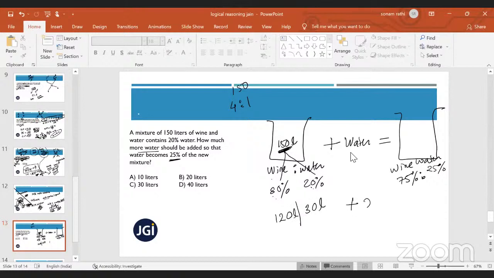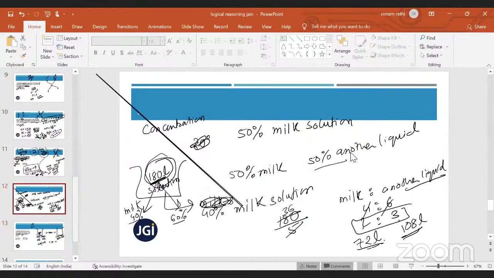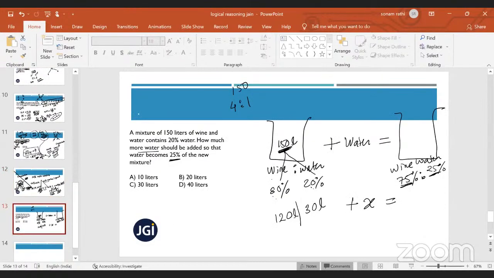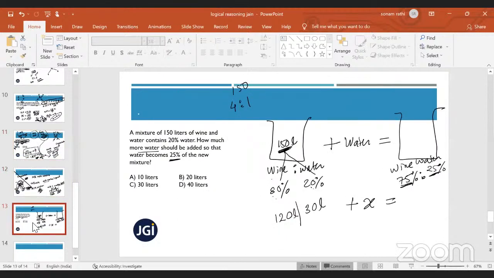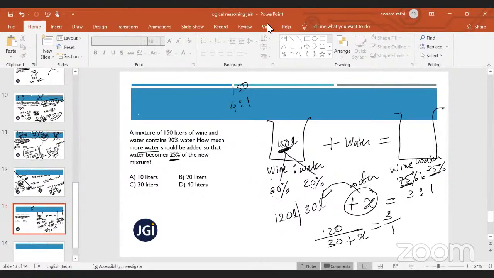You are adding some water, let's say X, so that it becomes 75 is to 25, that is 3 is to 1. So 3 is to 1 you want to make. So 120 by 30 plus X is equal to 3 is to 1, because you're adding water, and water will be added in the water part. That's how you will solve this question.